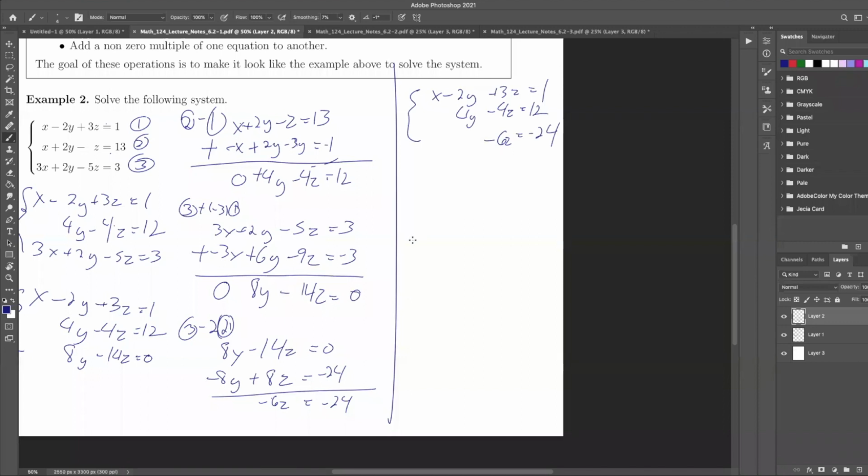Can you rewrite the first equation again? This one? Which one do you want me to rewrite again? Isn't it 3?